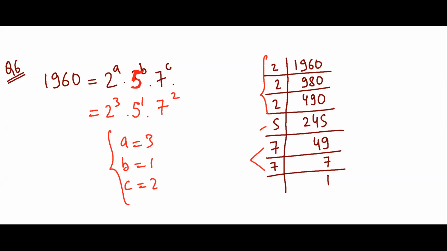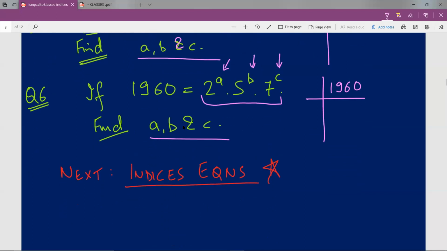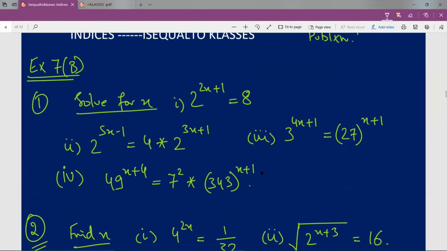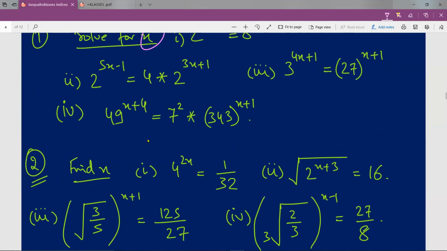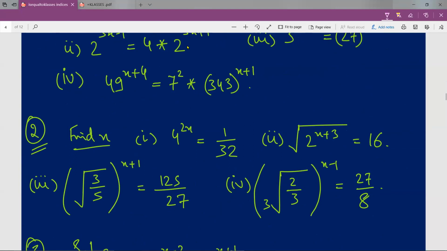Okay, that brings us to the end of this video. In the next videos, I'll be doing indices equations. Now the indices equations, this is how they look like. 2 raised to x plus 1 is equal to 8. So find x. You have to solve for x. This is what I'll be doing in the next videos.